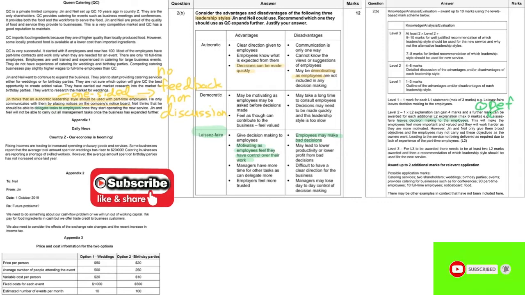And number 2, you have to talk about the advantages. So the advantages would be they feel they are important and valued, such that they would work harder, as they are motivated. Good. And then number 3, we have to talk about the disadvantages.